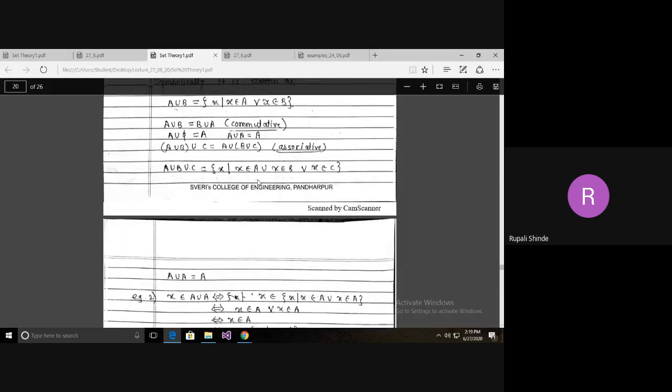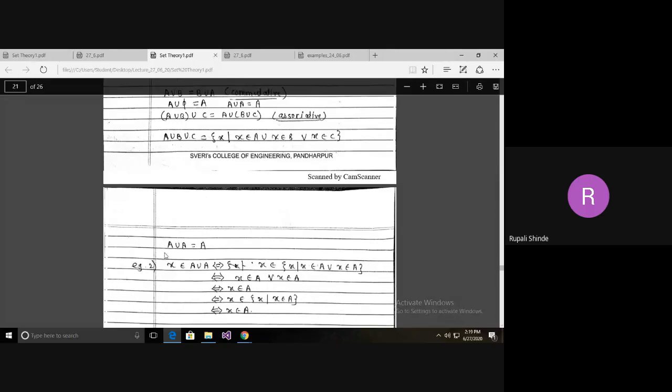One proof is given here for A union A equals A. So how can we prove this statement? Consider any element X. Here X belongs to A union A. Keep this X belongs to as it is and write the definition for A union A.